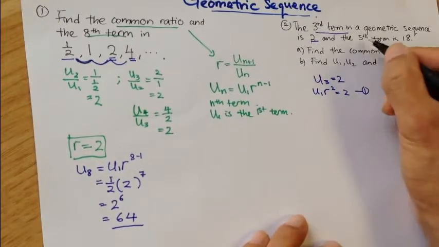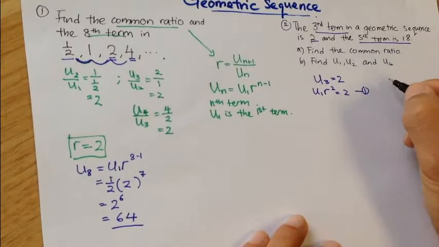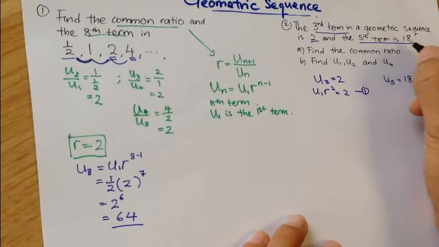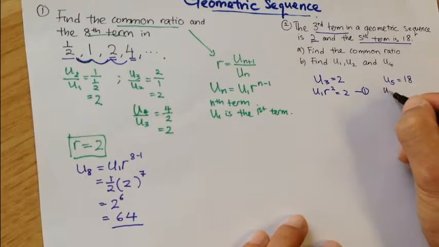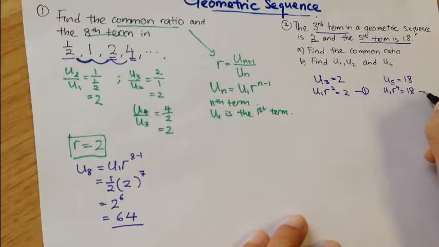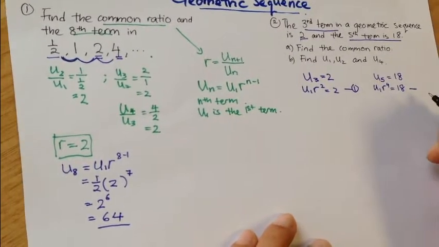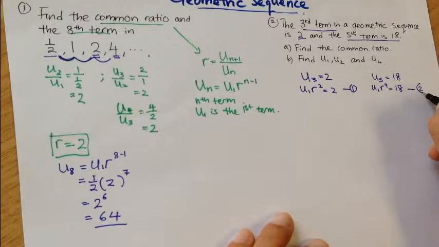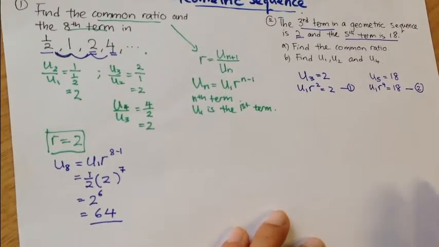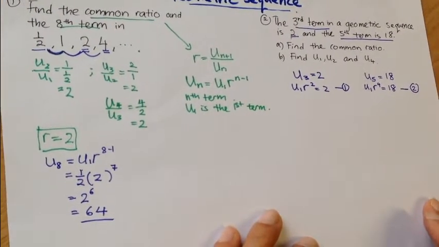Next, I read that the fifth term is 18. So u5 is equal to 18. That is u1 times r to the power 4 is equal to 18. I'm going to call this equation number 2.